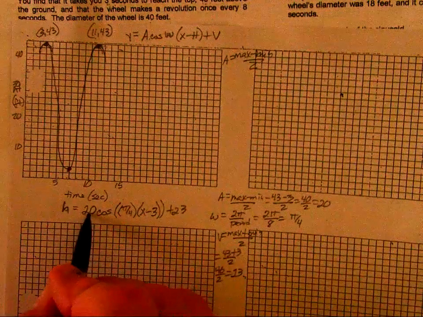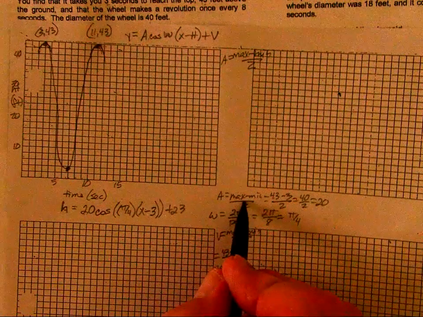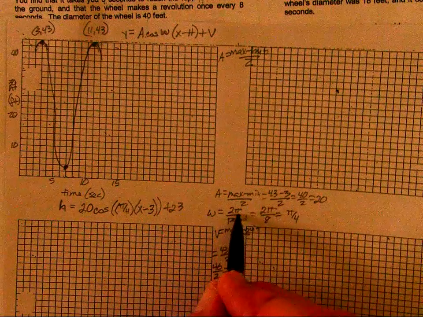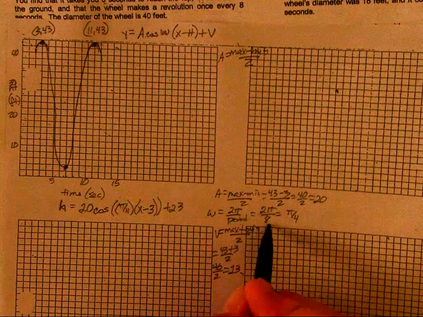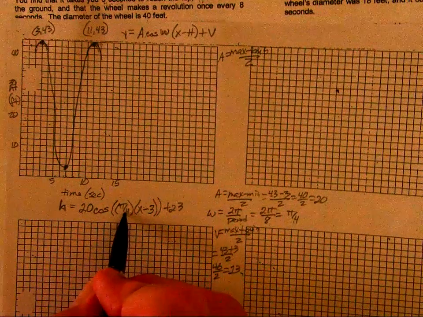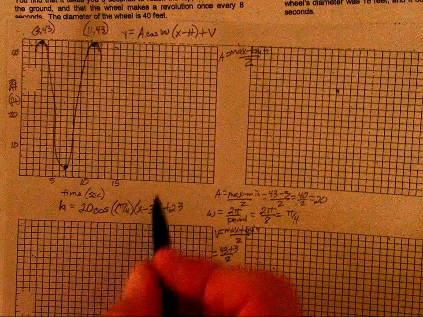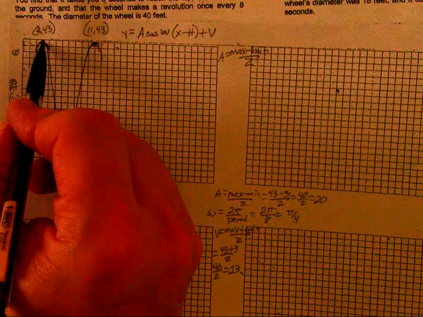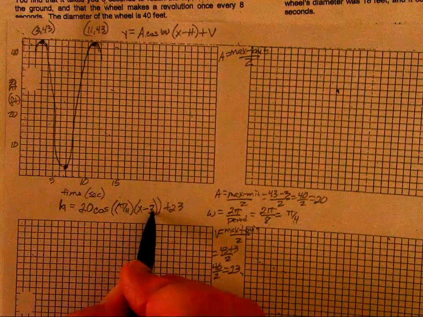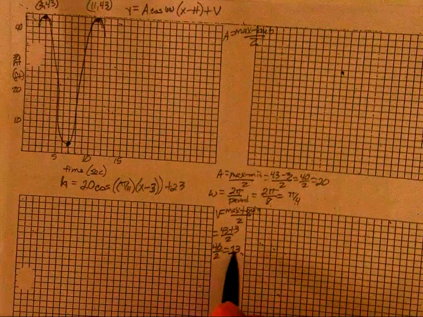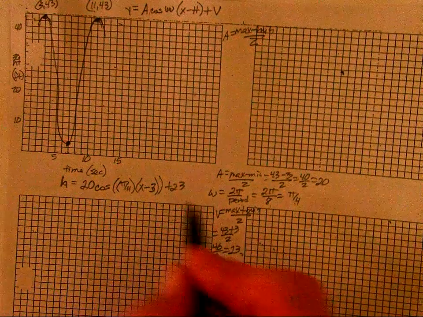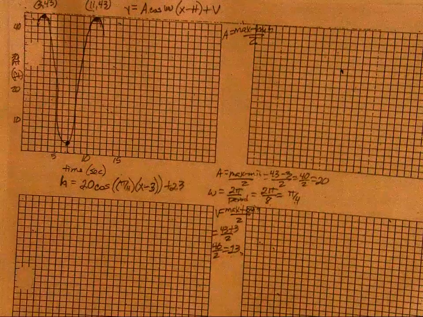So there was our amplitude. That was from max minus min divided by 2, which was 20. For our angular velocity, we took 2 pi divided by the period, so 2 pi divided by 8, reduced to pi over 4. Our horizontal shift was 3, because if we go over on a graph from the beginning, at 3 seconds was a crest, so horizontal shift was 3. Then our vertical shift, we took max plus min, so 43 plus 3 divided by 2, which was 23. There's an equation for our Ferris wheel.